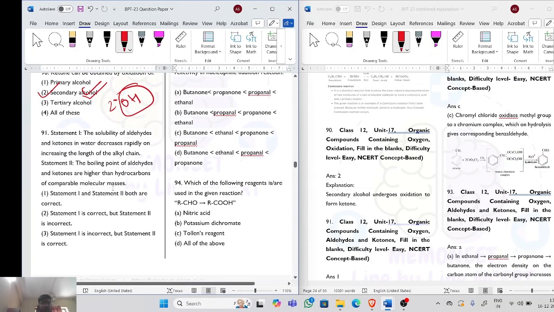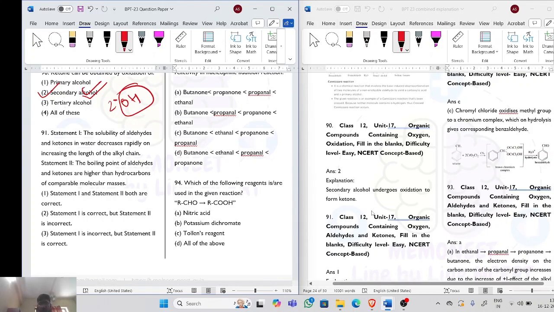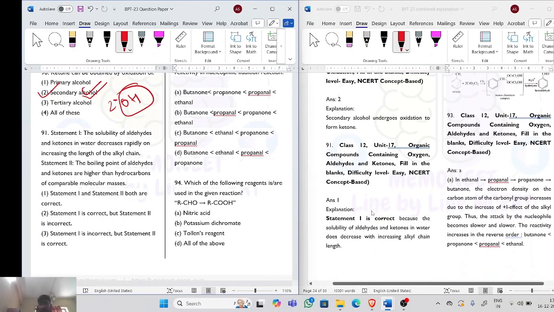Now question number 91. Statement 1: The solubility of aldehydes and ketones in water decreases rapidly on increasing the length of the alkyl chain. Statement 2: The boiling points of aldehydes and ketones are higher than hydrocarbons of comparable molecular mass. First of all, analyze statement 1. Statement 1 is correct because the solubility of aldehydes and ketones in water decreases with the increase in alkyl chain.